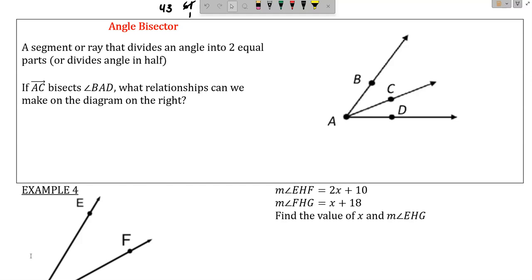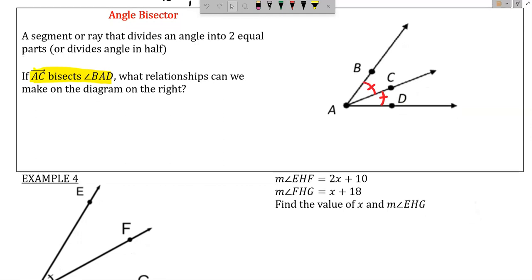So over here on the right, I have a diagram, and it says AC bisects angle BAD. We want to figure out what relationships we can make on this diagram. So first thing I like to do is use my congruence marks, kind of like we did with midpoint, to make sure we identify what the two equal pieces are going to be. So in this situation, it would be this angle here, angle BAC, and then the other angle right here, which would be angle CAD. So a couple things to consider here in terms of setting this up.